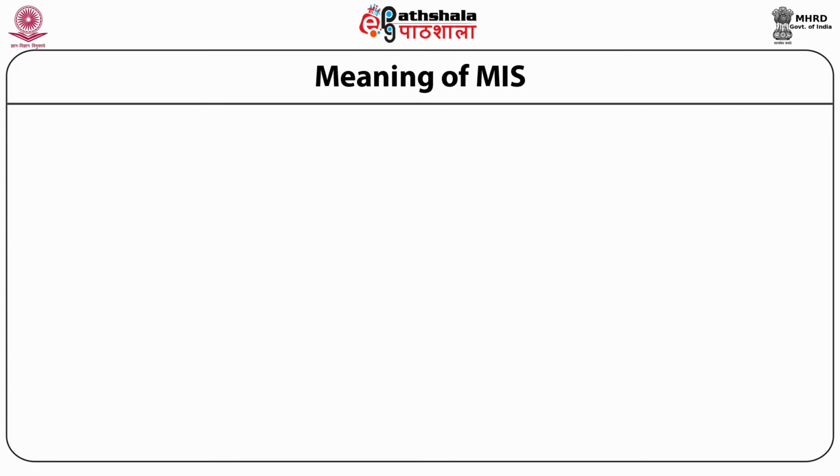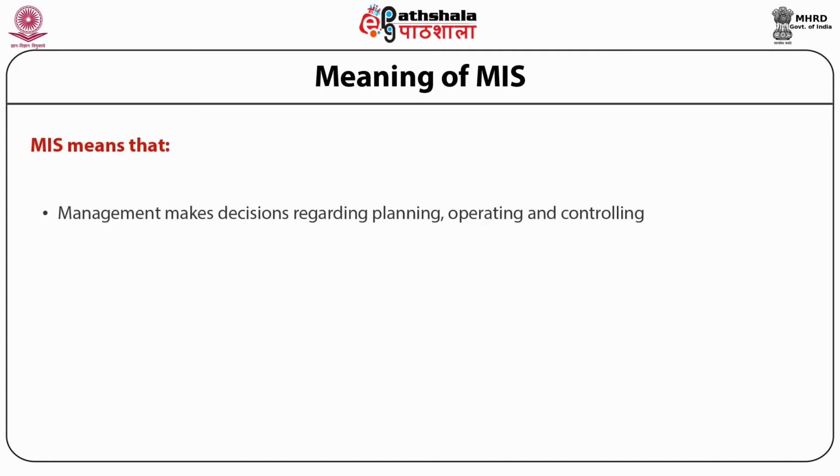MIS means management, information, and systems. In fact, management takes decisions regarding planning, operating, and controlling. Management is basically the art of getting things done through people, with people, and all the people have to be in formally organized groups. The basic functions performed by a manager in an organization are planning, controlling, staffing, organizing, and directing. Management thus takes decisions regarding planning, operating, and controlling.